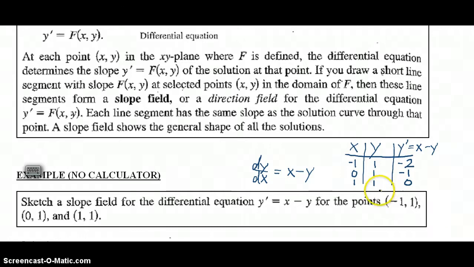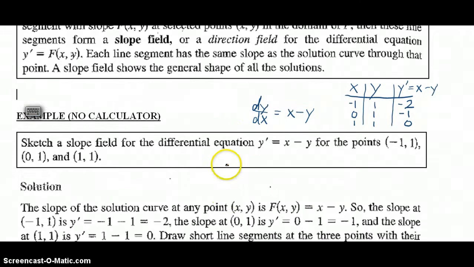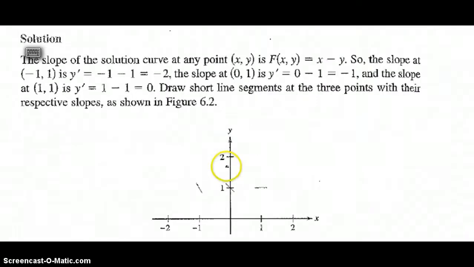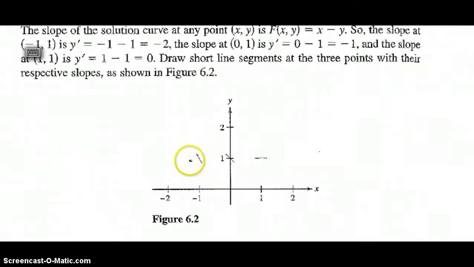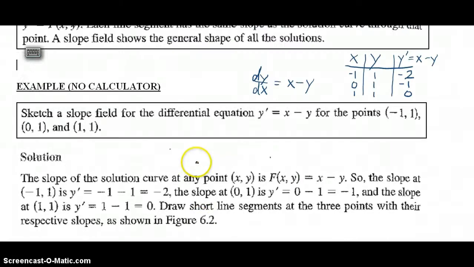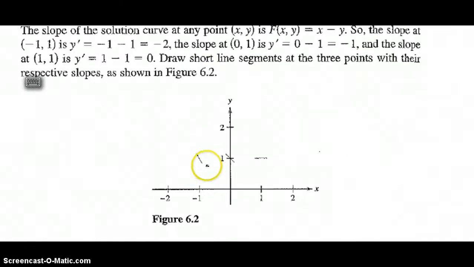So if I want to sketch a slope field for these points, all I need to do is take a graph, and then at those points I will draw a little line segment that represents the slopes. So I'm going to scroll down here, and here is the graph. At the point negative 1, 1, if I go back up to my table, I need a slope of negative 2. So I draw a little line segment that has an approximate slope of negative 2. Now how would I get that slope? I would use a straight edge, and I would use rise over run.